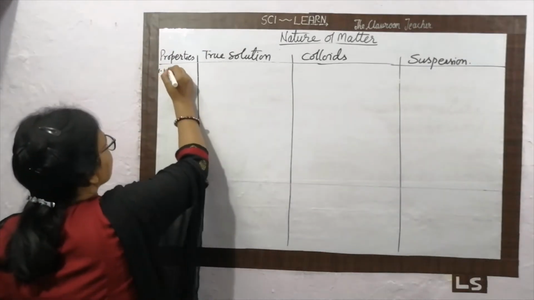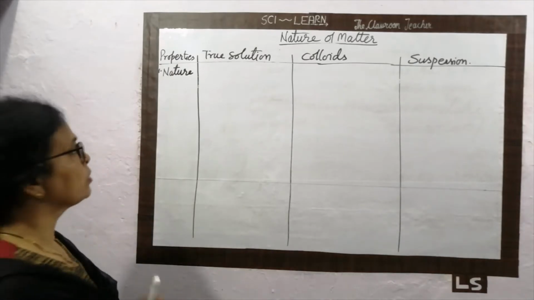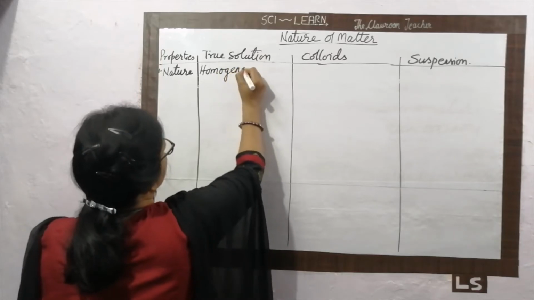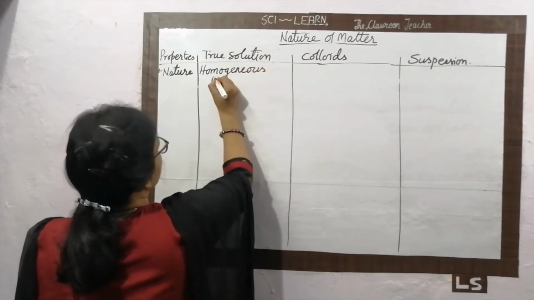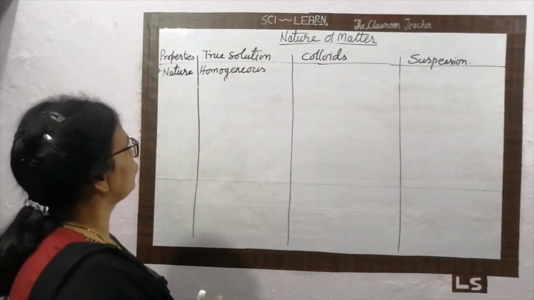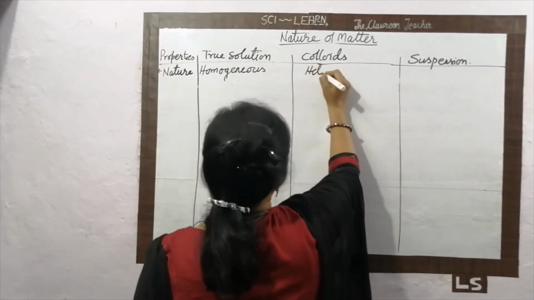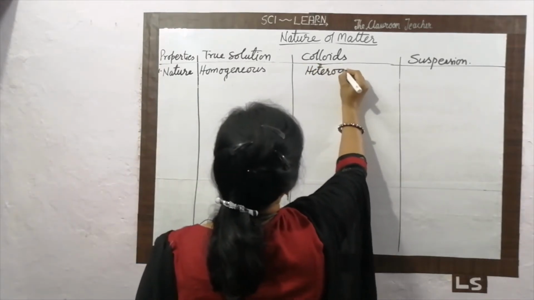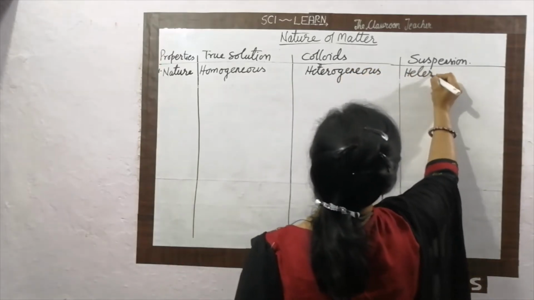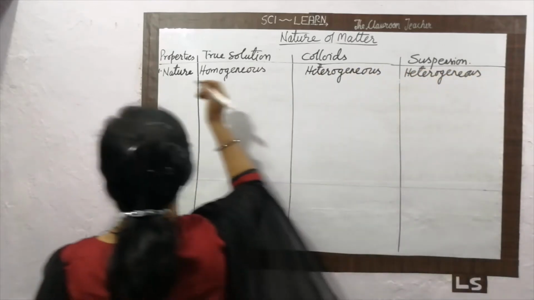First is about the nature. What is the nature of a solution? A solution is homogeneous in nature. You must write in your copy. I am writing in short form, homogeneous. What about the colloid? It is heterogeneous. What about the suspension? It is also heterogeneous. This is the first property.